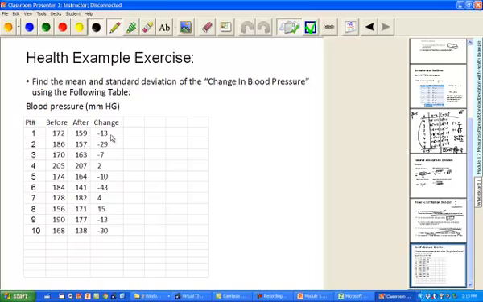All right, so here is a spreadsheet, this is your health example exercise for the day. We've got patient number 1 through 10, and we've got blood pressure before. This is probably either systolic or diastolic, hopefully systolic, since those tend to be higher numbers. And then after, who knows, maybe after a weight loss program, maybe after they started taking medication, whatever. So the change is the after minus the before. These are the x values, the values of the variable that you're looking at.